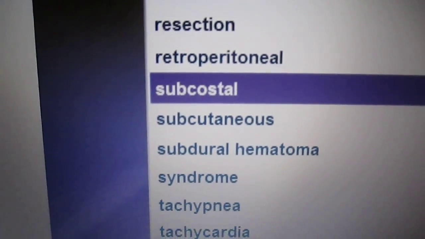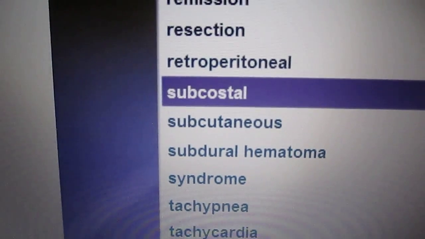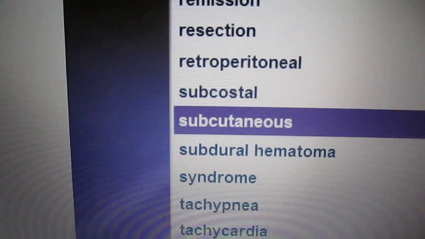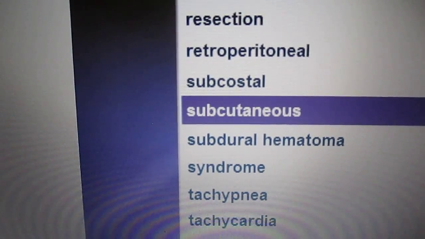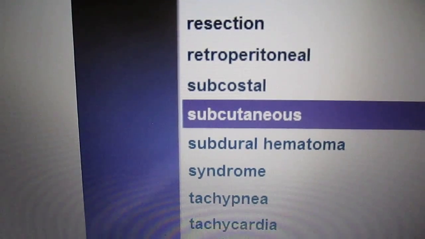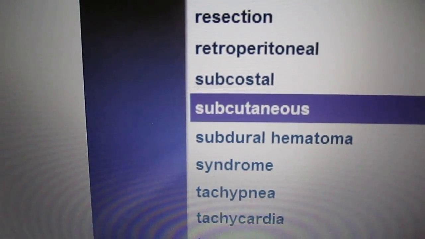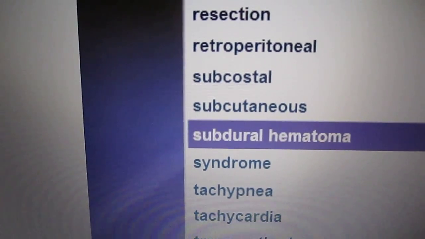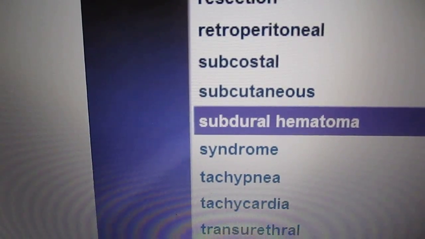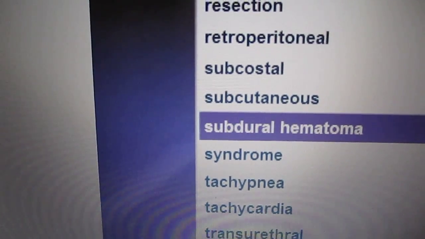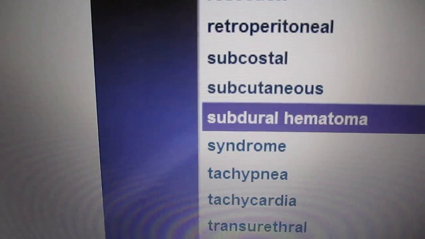Subcostal. Subcostal means pertaining to under the ribs. Subcutaneous. Cutaneous means pertaining to the skin. A subcutaneous injection is given beneath the skin. Subdural hematoma. A subdural hematoma is a collection of blood in the space below the dural membrane, which surrounds the brain.